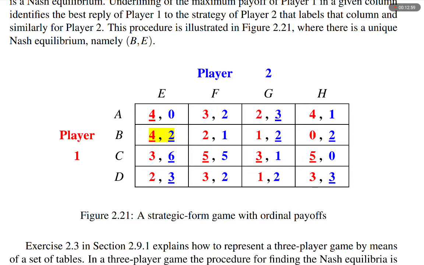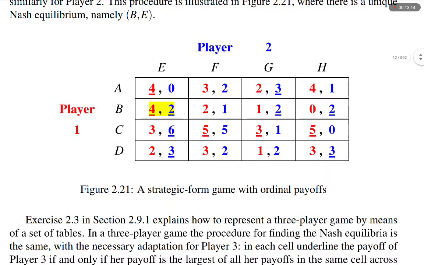This procedure is illustrated in Figure 2.21, where there is a unique Nash equilibrium, namely the ordered pair (B, E). Figure 2.21 is a strategic form game with ordinal payoffs. It is a 4x4 grid. Player 1 has the rows and has strategies A, B, C, D. Player 2 has the columns E, F, G, H.